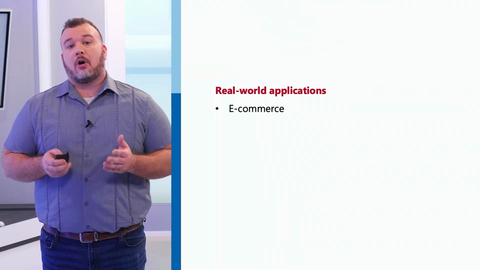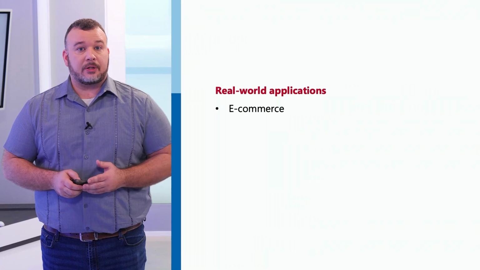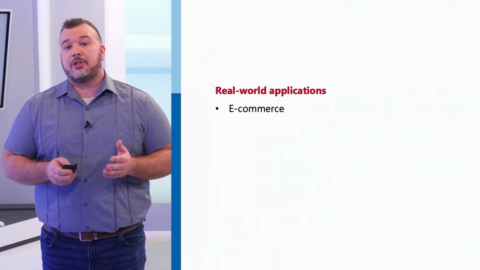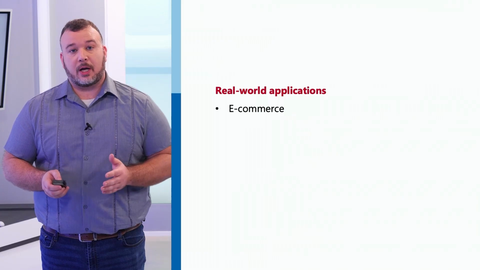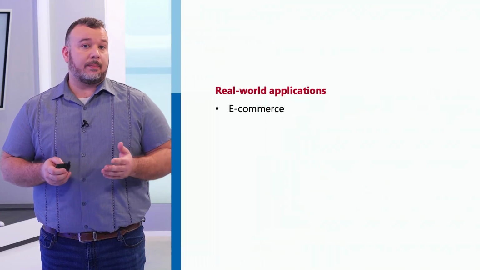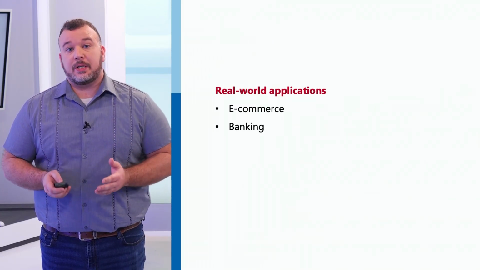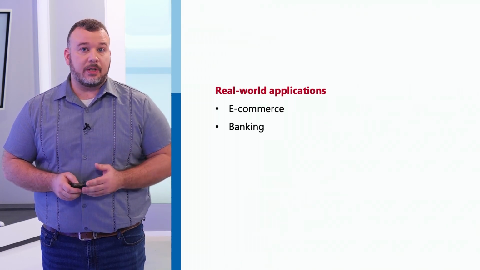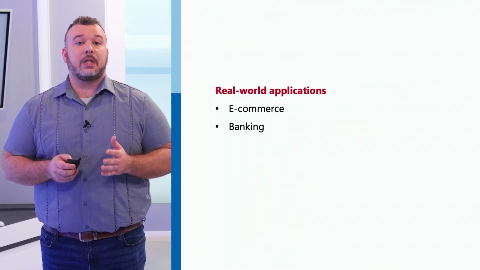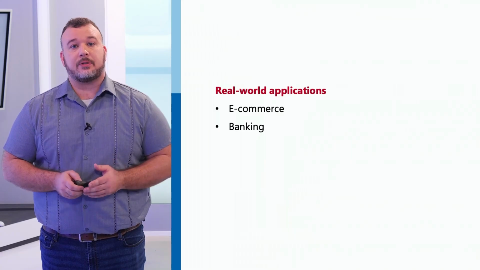Let's look at a real-world application. An online retailer in the e-commerce sector, like Amazon, will manage inventory and customer data across regions for a seamless shopping experience. What about banking? Financial institutions shard transaction data by account numbers or geographic regions, or both, to securely handle millions of transactions.